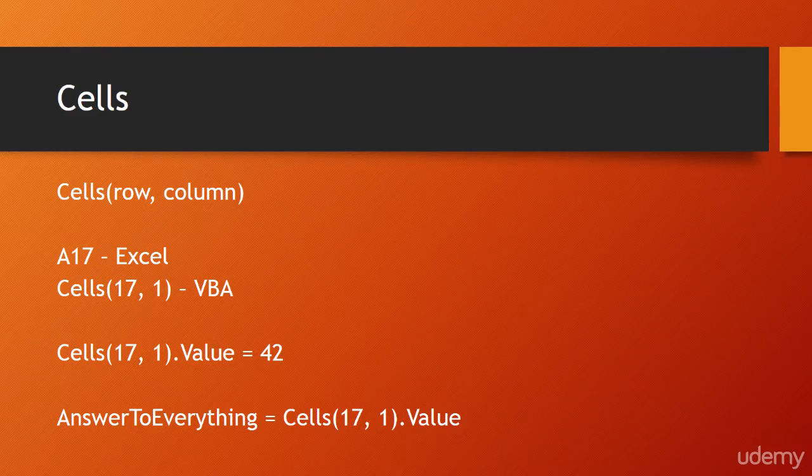So the cells object refers to a cell inside your worksheet. The key thing to remember here is that inside of the parentheses you put the row first and then the column. You use the value property to assign data to your worksheet. And to assign data from your worksheet to a variable, you have the variable on the left, the assignment operator, and then the cells object with the cell reference dot value.